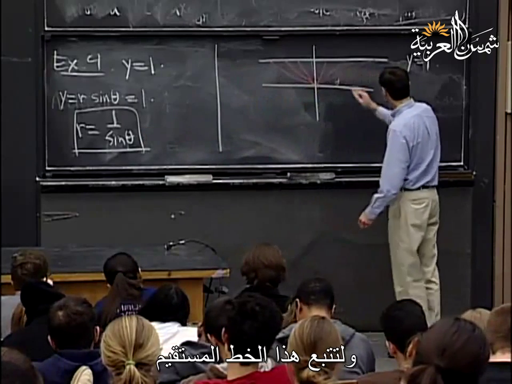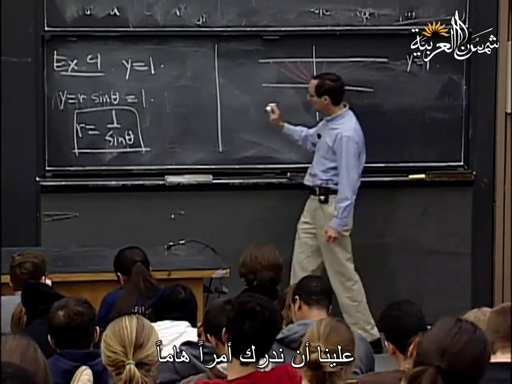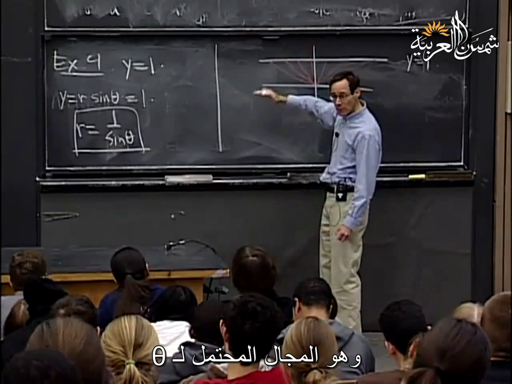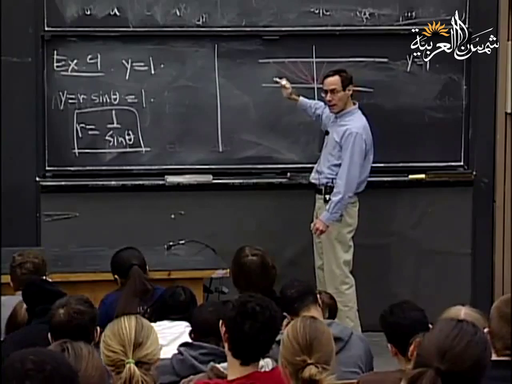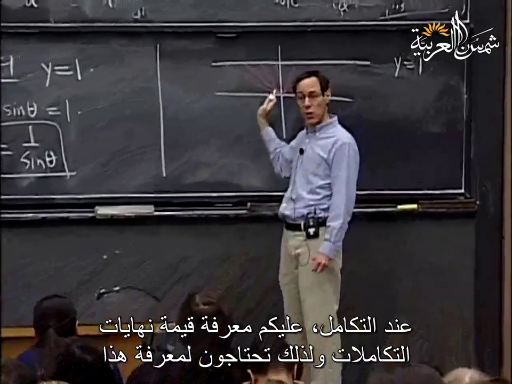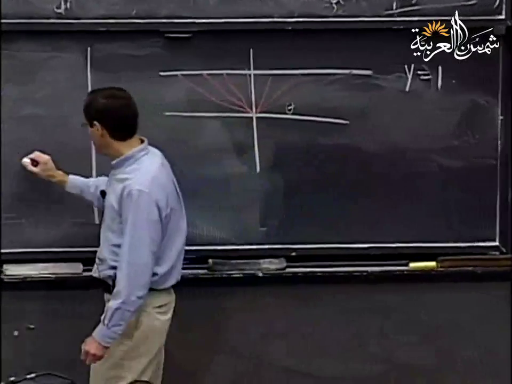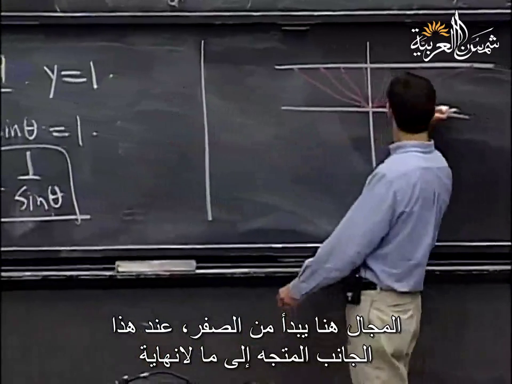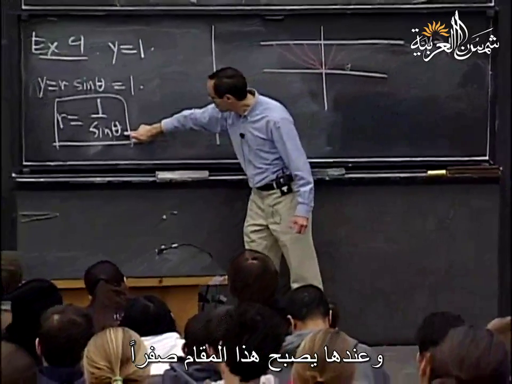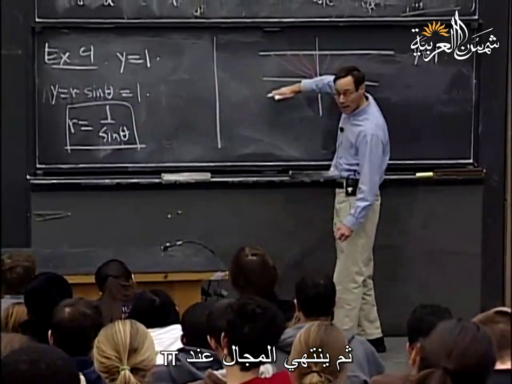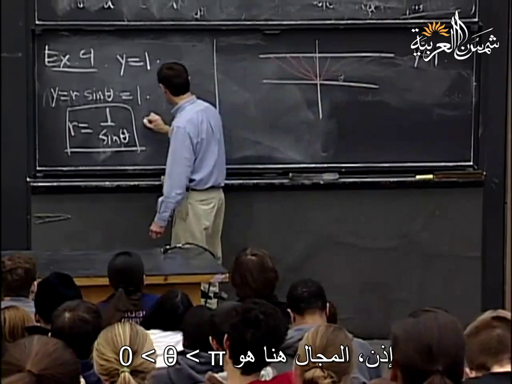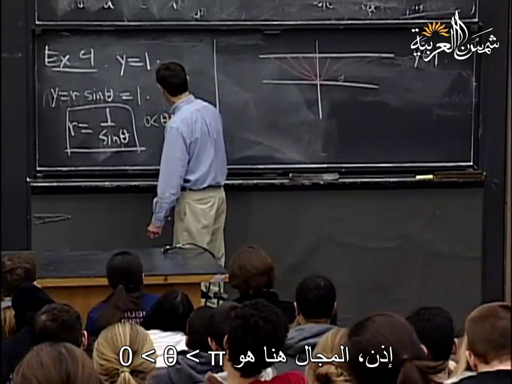And so to trace this line out, you actually have to realize that there's one more thing involved, which is the possible range of theta. Again, when you're doing integrations, you're going to need to know those limits of integration, so you're going to need to know this. The range here goes from theta equals 0. That's sort of when it's out at infinity. That's when the denominator is 0 here. And it goes all the way to pi. Swing around just 1/2 turn. So the range here is 0 less than theta less than pi.